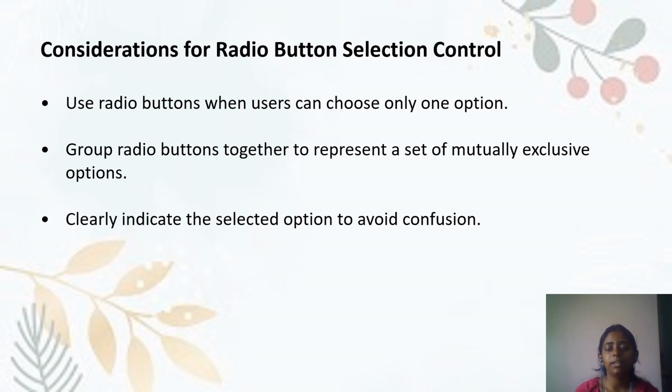As I told you in the previous slide, radio buttons are mainly used when we are selecting only a single option. Suppose a person likes coffee, tea, milk, something like that. If they want to select only one single option, at that time we have to use radio buttons. If we use checkboxes here, it will not make any sense. So radio buttons are used specifically when the user has to select one single option.